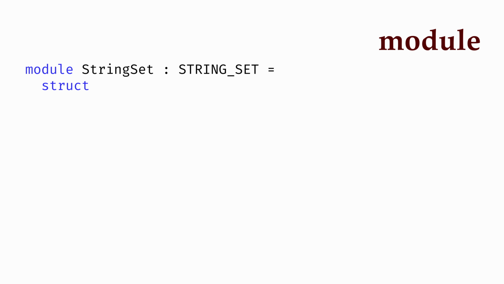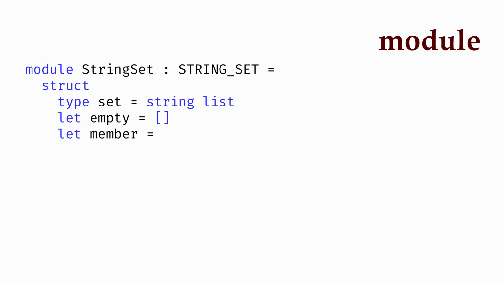We need to define what type we're going to use for representing a string set, so let's use a string list for simplicity. We'll need to maintain the invariant that the list doesn't have any duplicate values in it, but we don't need to worry about the order values appear in the list. The empty set we can define as the empty list. Now we'll define a function for checking if an element is a member of a set. For this, we can just use the List.mem function.